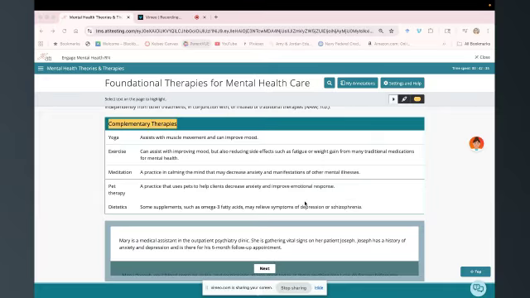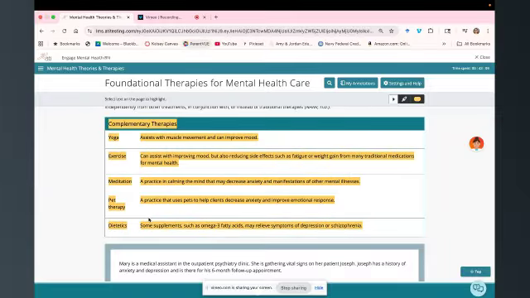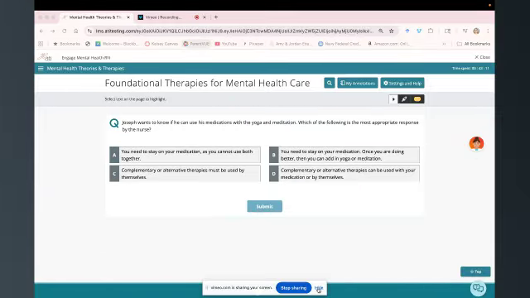Yoga assists with muscle movement and can improve mood. Exercise can help with improving mood. Meditation is calming to the mind and decreases anxiety. Pet therapy is a practice that uses pets to help decrease anxiety. And dietitian: some supplements such as omega-3 fatty acids may relieve symptoms of schizophrenia or depression. You do need to know these for exam purposes. I don't think it should take a lot of tough studying to review this information.